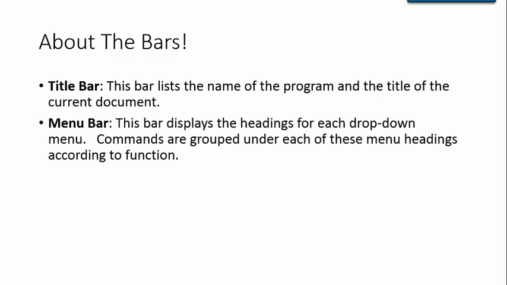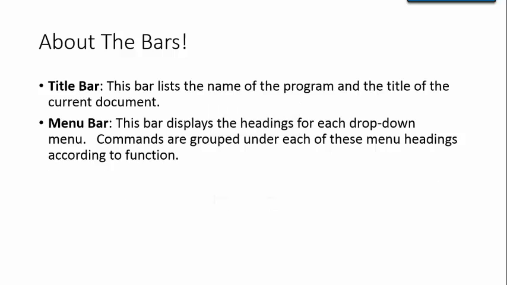Next, your menu bar, and this bar displays the heading for each drop-down menu. So you'll see there are going to be some drop-down menus, and we'll look at that a little closer. Commands are grouped under each of these headings, so it all depends on where you're clicking, whether you highlighted a picture or text. Your menu bar is going to change based on that element that you've highlighted.